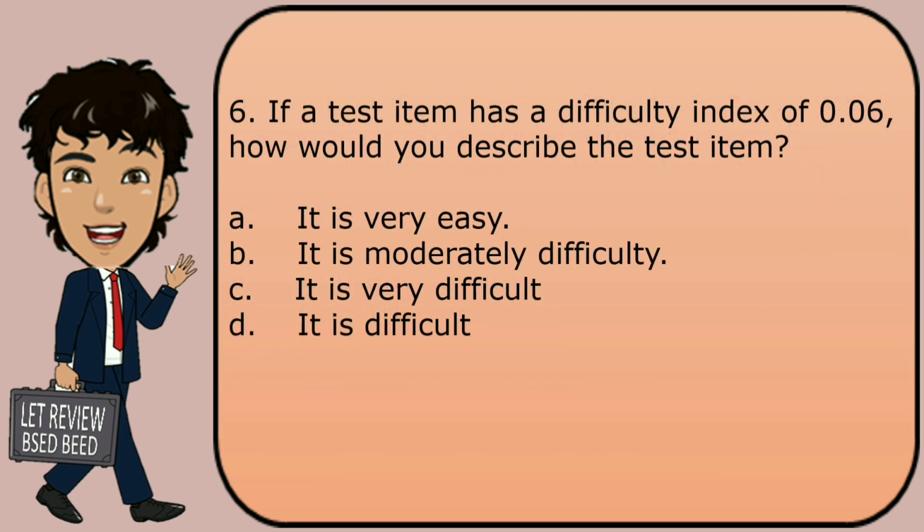6. If a test item has a difficulty index of 0.06, how would you describe the test item? A. It is very easy. B. It is moderately difficult. C. It is very difficult. D. It is difficult.